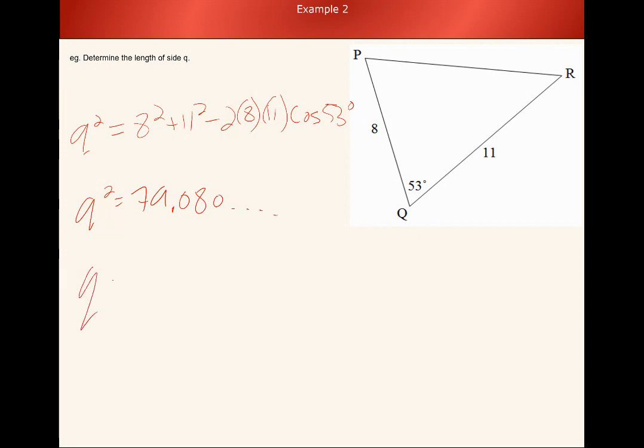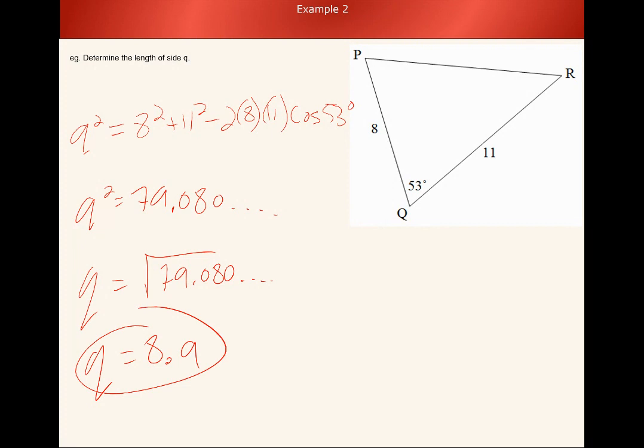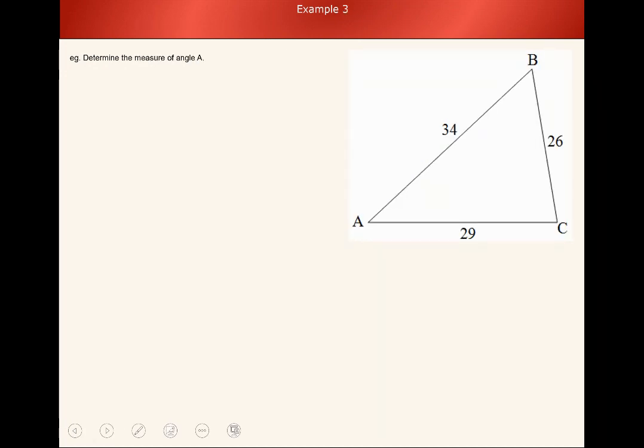But again, you got to take the square root of that. q equals the square root of 79.080 and some other stuff. So I'm just hitting my square root button on that, and I find that q is equal to 8.9. There's no units on that. And does that look like an 8.9? No, I would say it looks longer than that, but the math doesn't lie. It's not necessarily drawn to scale.